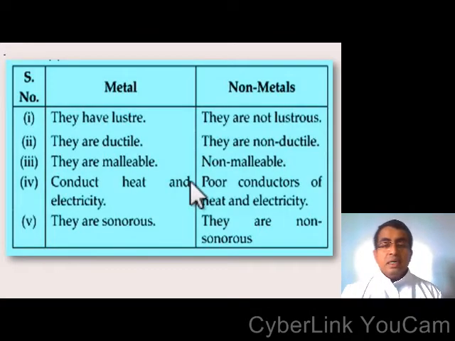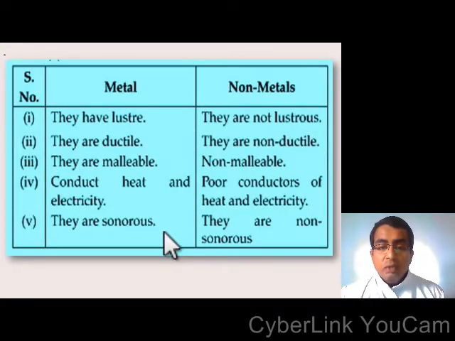Now let us see the properties of metals and non-metals once again. Metals have luster, whereas non-metals are not lustrous. Metals are ductile, non-metals are non-ductile. Metals are malleable, non-metals are non-malleable. Metals conduct electricity and heat, whereas non-metals are poor conductors of heat and electricity. Metals are sonorous, non-metals are non-sonorous.